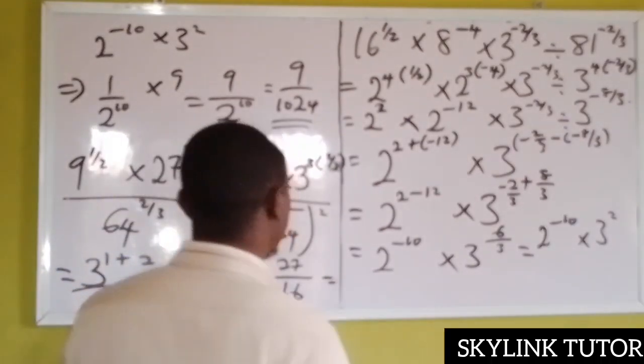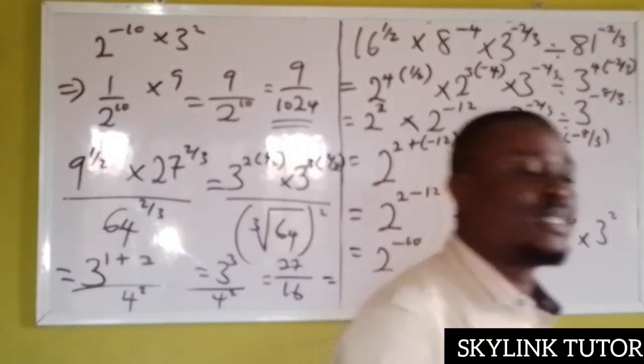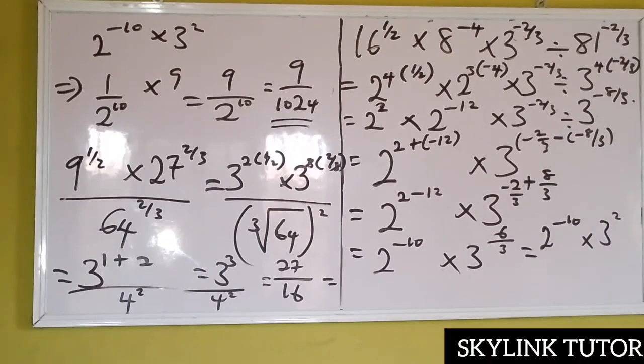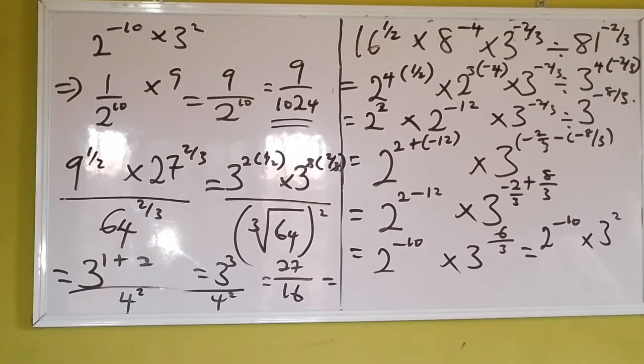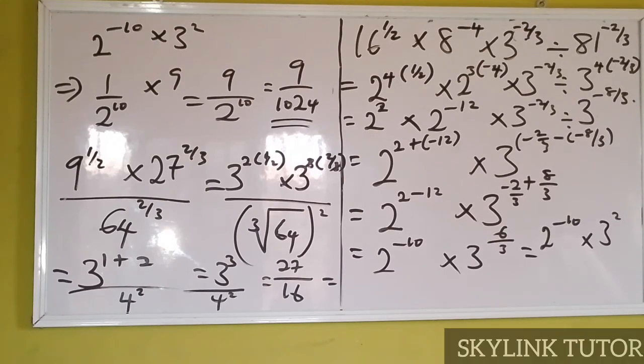Or you proceed and say, how many 16 can we get in 27? How many 16 can we get in 27? That one is going to be. What is the answer? 1 whole number 11 over 16.